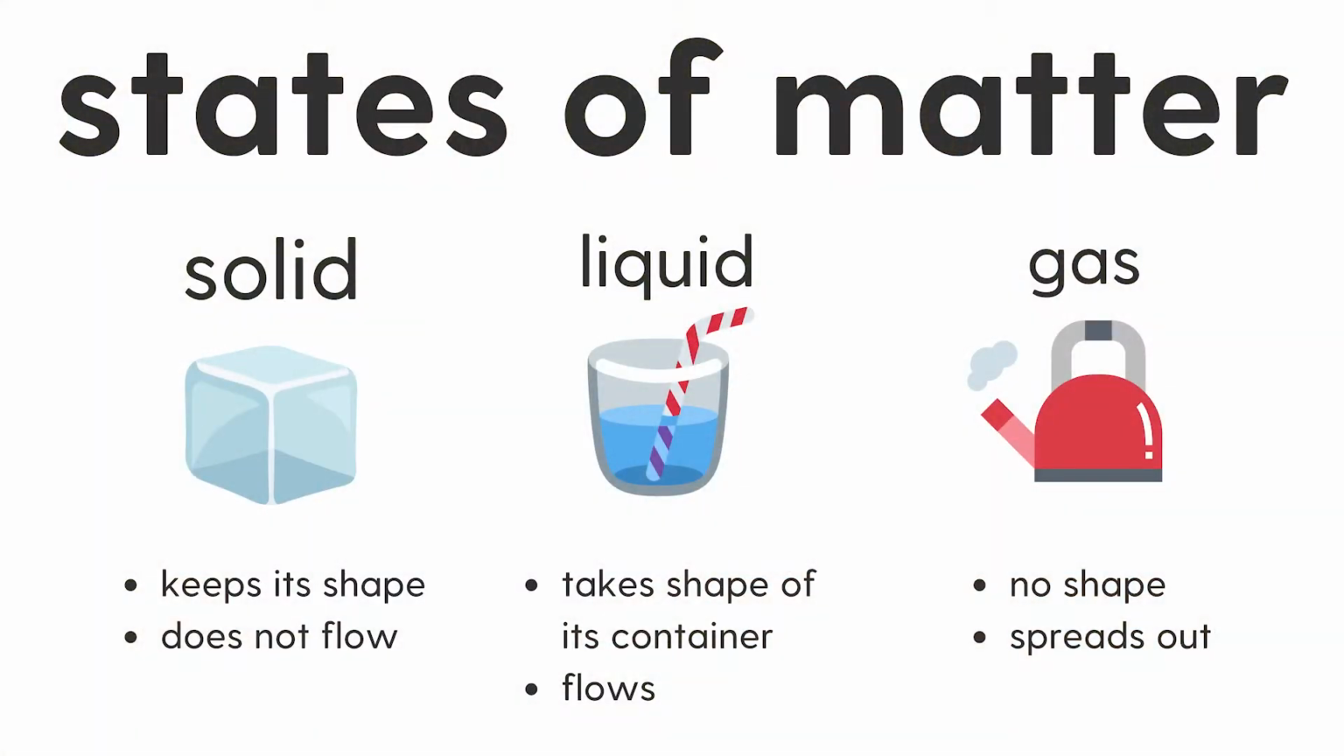A solid is an object that holds its shape. Liquids flow and take the shape of the container. A gas is often invisible and spreads out and takes the shape of the container. Let's do an experiment together.